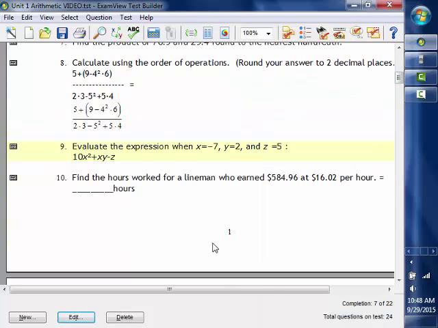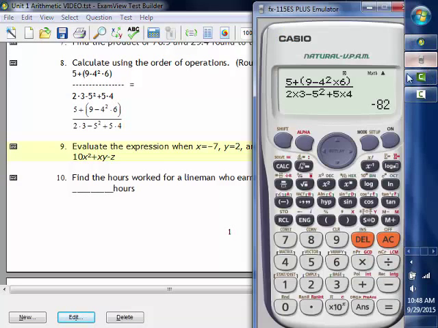Next one. Your Casio calculator is ideally set up for this kind of problem. Okay? So you would do 10 alpha x squared plus alpha x alpha y minus alpha z. Where's z? Oh, looks like we're going to have to use m because there is no z. So just remember that we're going to use the letter m instead of the last one.